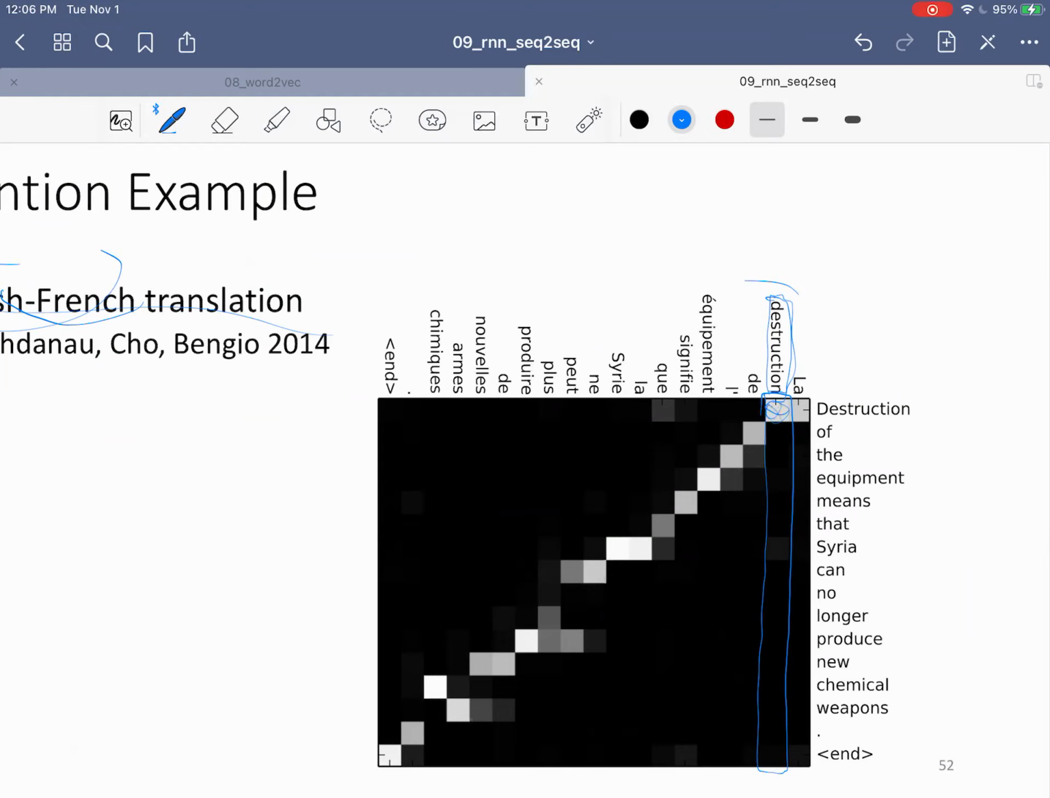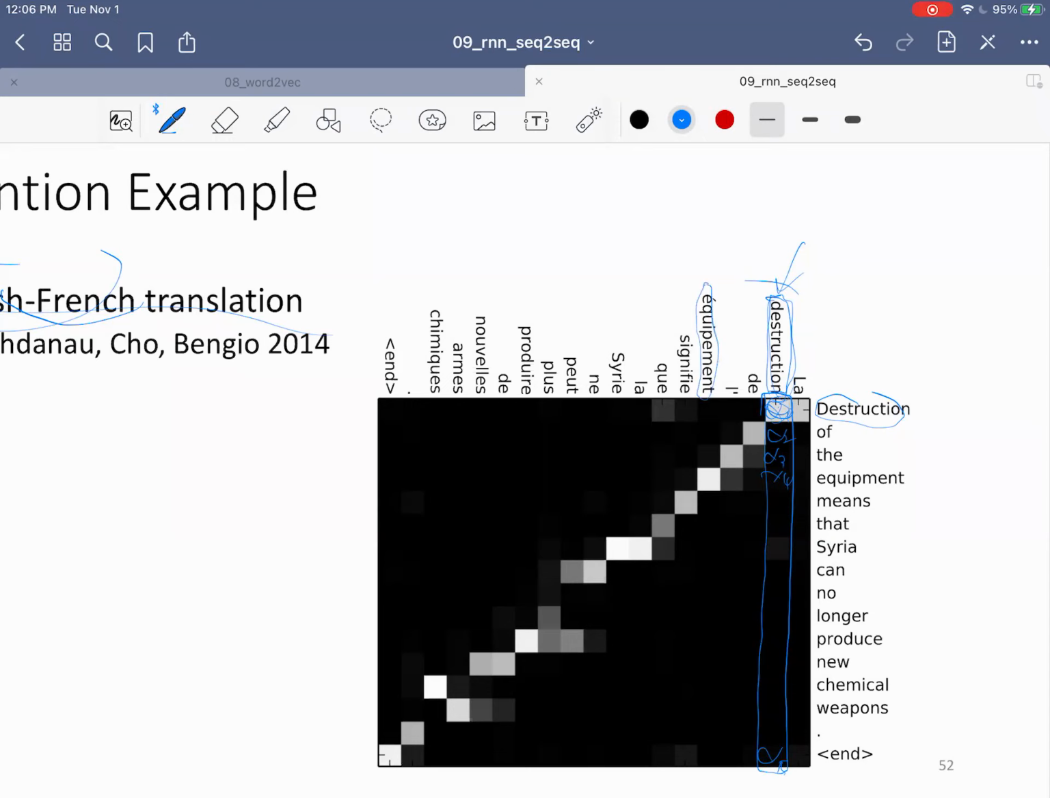So this is alpha 1, alpha 2, alpha 3, alpha 4, all the way to alpha 15, whatever. And it means that when predicting the French word destruction, alpha 1 received the highest value. And it makes sense, because the English word destruction should be used to predict the French word destruction, right? Same deal here, equipment.